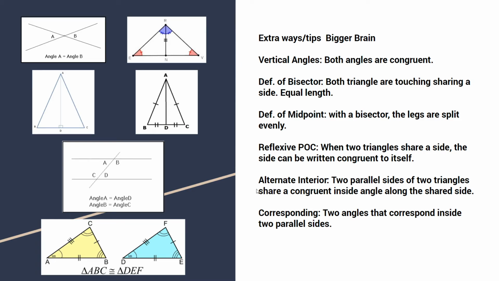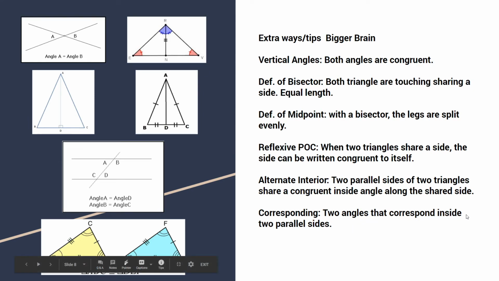Alternate interior angles. I get confused on how to explain it because it's very simple when I see it, but other people might not agree. Two parallel sides of two triangles share a congruent inside angle along the shared side. That just sounded so confusing. But if these two were touching and the parallel line ran through here and here, then these angles are congruent.